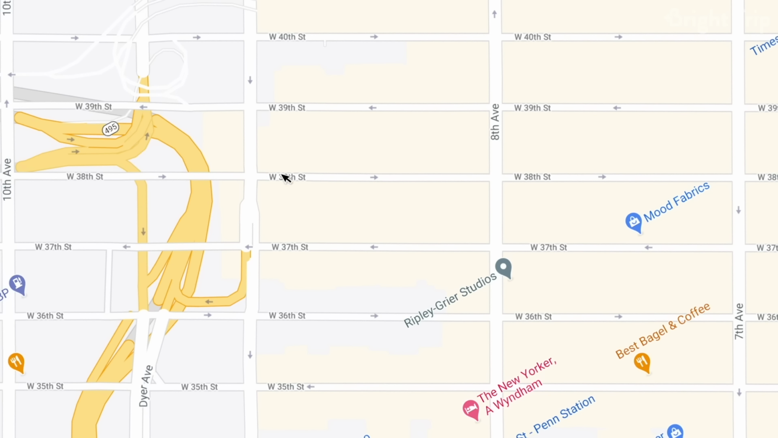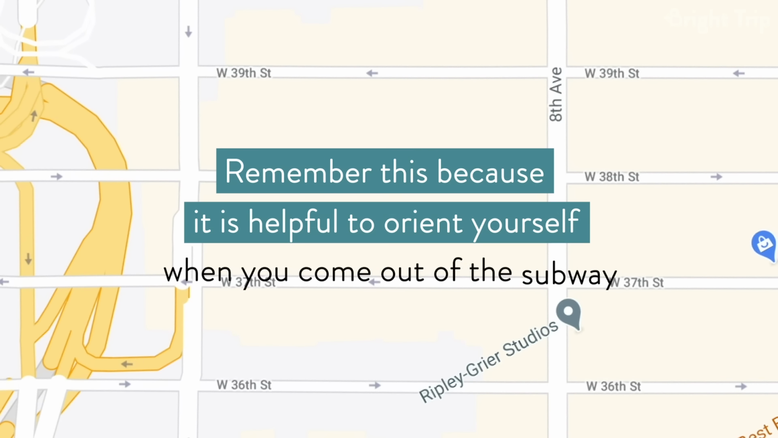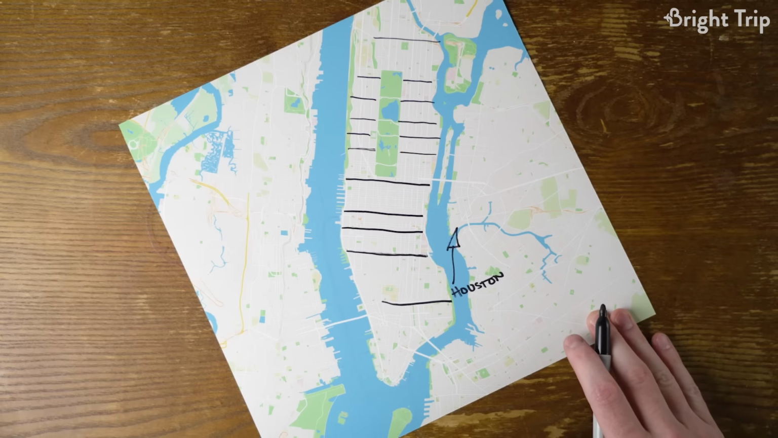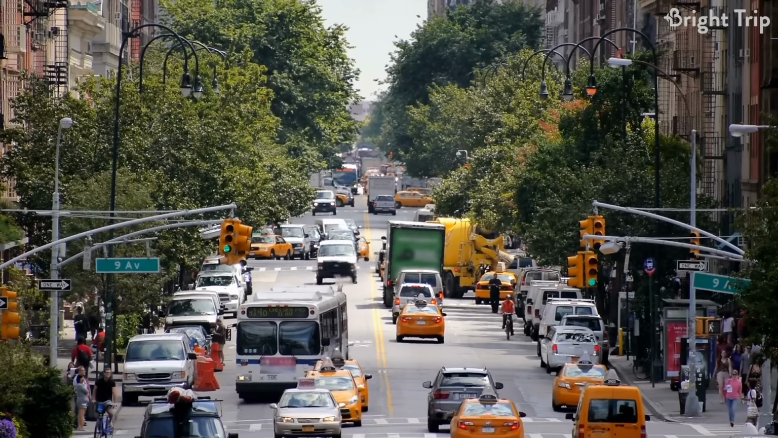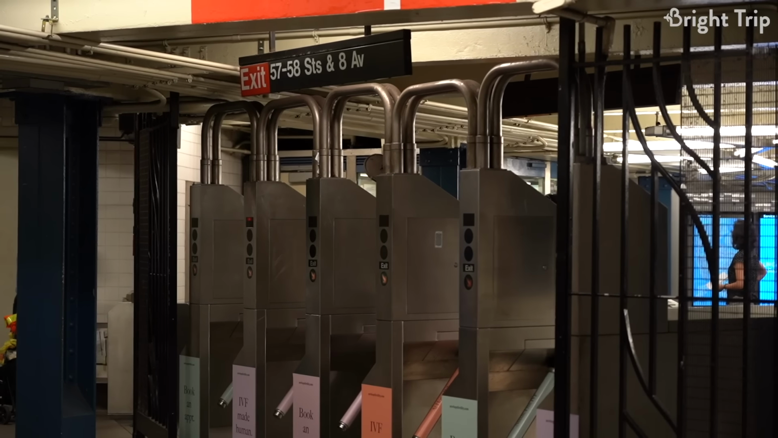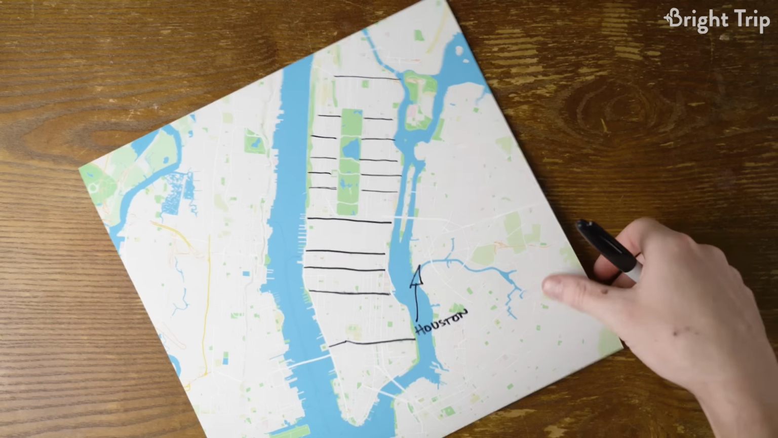For example, this is 38th Street. Because it is an even street number, it runs to the east. And 39th Street, here, runs to the west. You can see the arrows signifying this here on Google Maps. Remember this because it is helpful to orient yourself when you come out of the subway. There are also several exceptions to this. 15 actually. And they're the wider streets that are two-way streets, and most of these are the busy ones that the subway stops on. This idea of exceptions actually leads me to my last point.